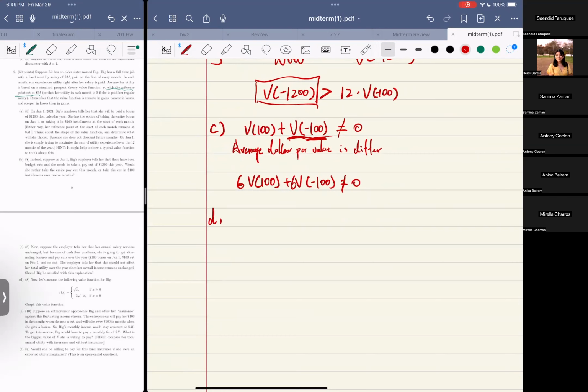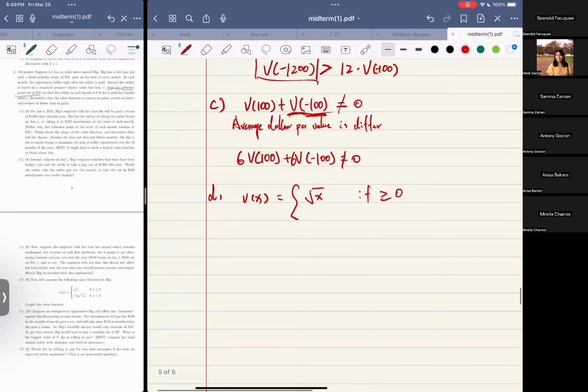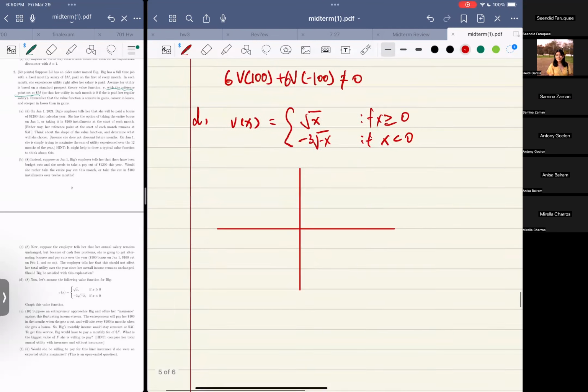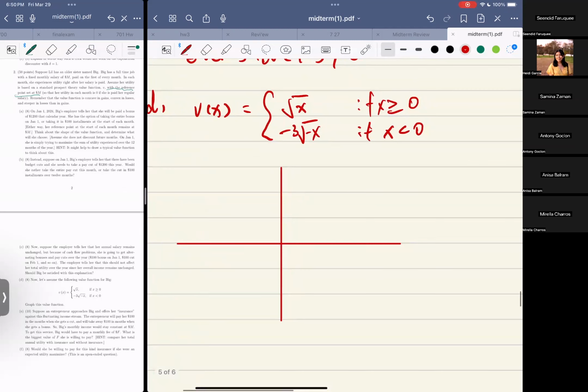Okay, let's go to D. Let's assume the following value function for Big. V of x equals square root of x if x is greater than 0, and negative 3 times the square root of the absolute value of x otherwise. This is similar to your homework problem. Okay, so graph this value function. This time, let's do 100.